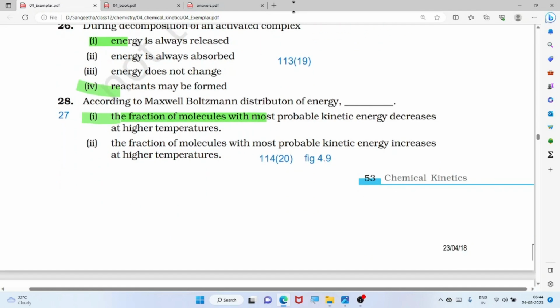According to the Maxwell-Boltzmann distribution of energy, the fraction of molecules with the most probable kinetic energy decreases at higher temperature. Because at a higher temperature the curve shifts to the right side, but the fraction of molecules with the most probable energy decreases. The peak decreases. The curve only shifts right, and the peak decreases. That is what it says.